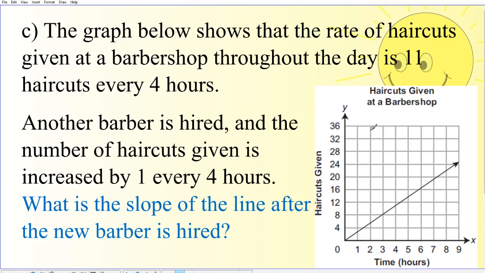And by the way, the graph is showing the original stuff: 11 haircuts in 4 hours. I can go 4 hours and see that's 11 haircuts. Your job is to figure out what would be the slope of the line after the new barber is hired. Pause the video, try that on your own. When you are ready to continue, hit play, and we will go through it together.